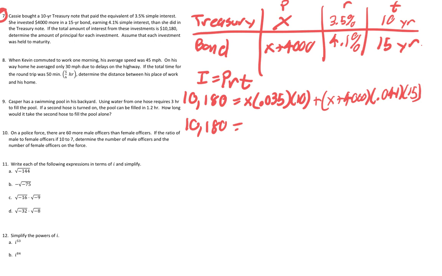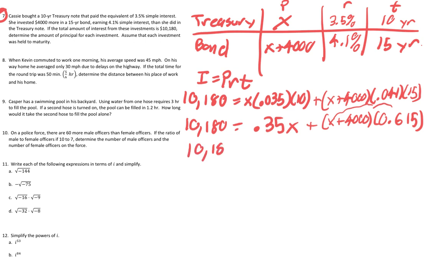Next thing I want to do is just simplify all this, bring this 10,180 down, and then we're going to have 0.035 times 10, so 0.35X plus X plus 4,000 times 0.041 times 15, which is 0.615. Next thing we're going to want to do is distribute that 0.615 to the X and the 4,000. So we're going to have 10,180 is equal to 0.35X plus 0.615X, and then plus 2,460.